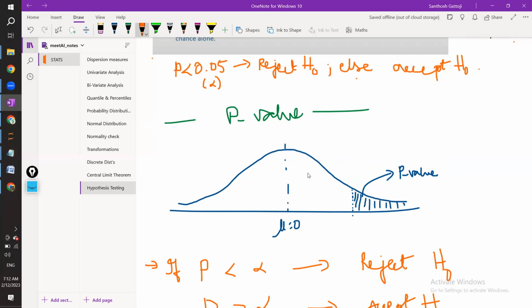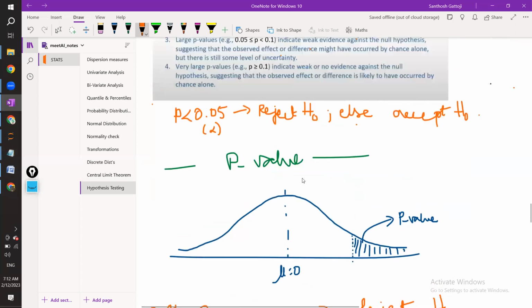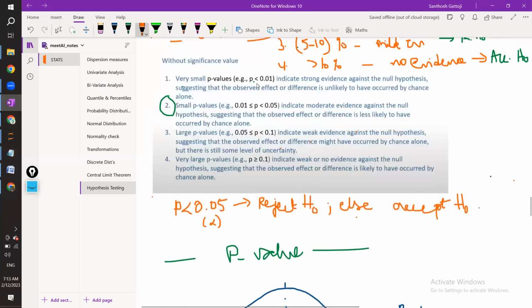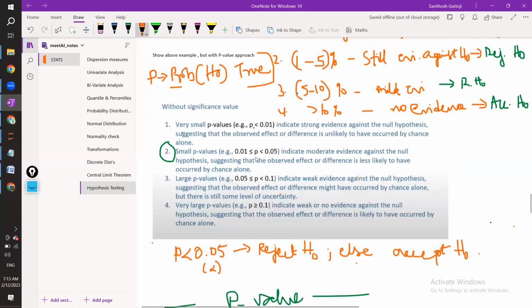Actually, the p-value is the area, whatever you are seeing over here, this region. When you are here, you will have the mean. Here you will have the mean. The way you can remember or understand this is, when you are having small p-values, we will see this again. We will consider one case, 0.01.